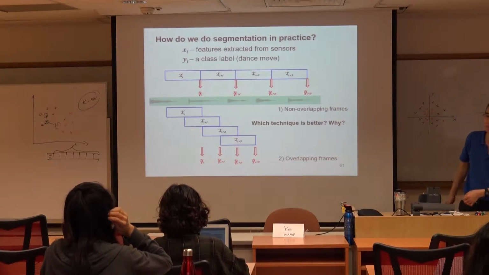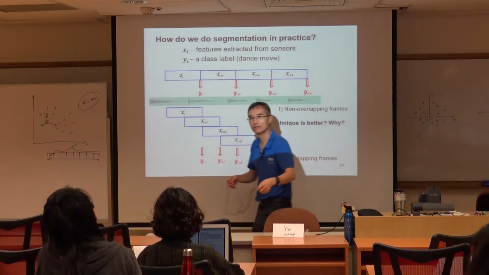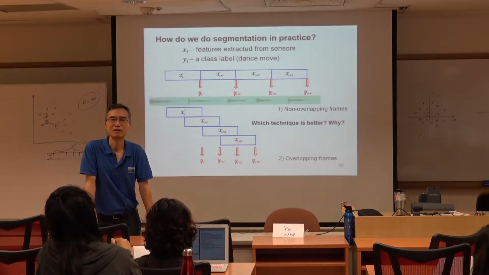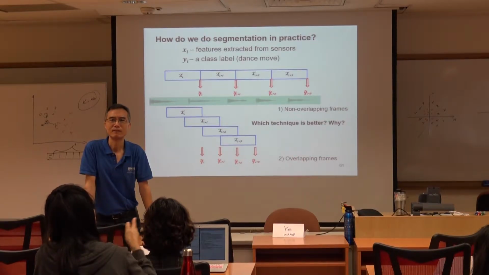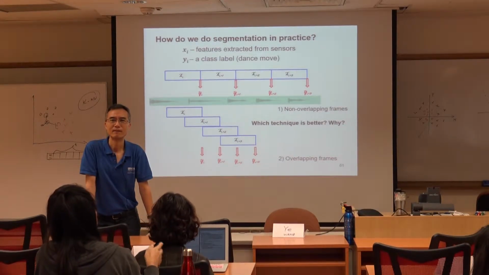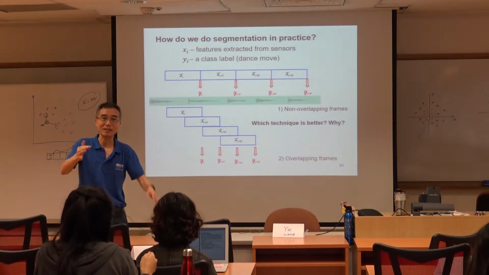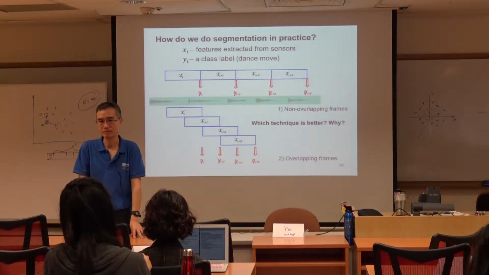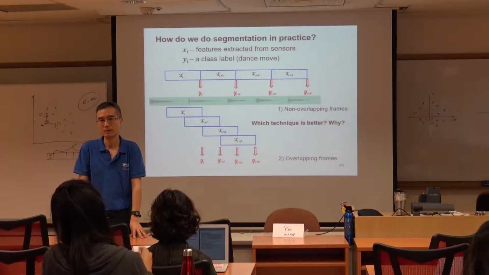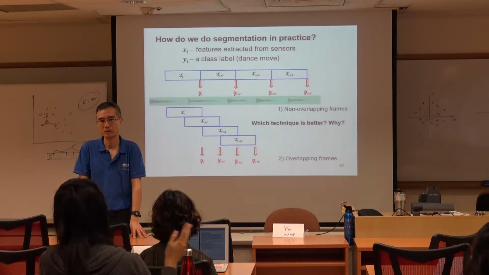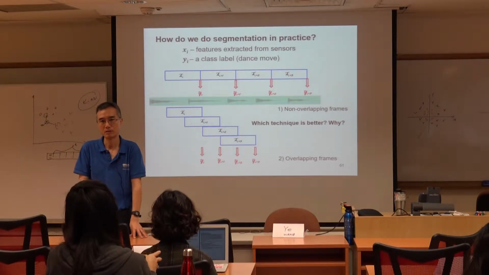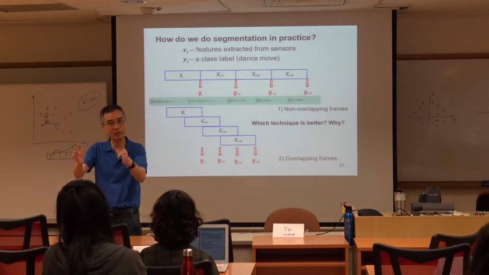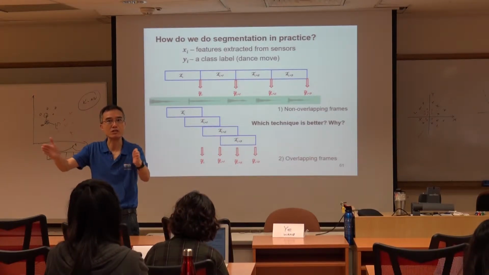For this problem, why don't you just define a threshold value where if the signal is larger than that value, you start creating a new window, and once it falls below that value, that's the end of your window? Sorry, can you speak louder? Why don't you define a threshold value where if the signal is greater than that value, then start creating a window, and when it falls below that value, that's the end of your window. So you are saying that I'm not going to use a fixed window. Yeah, the window length will change.